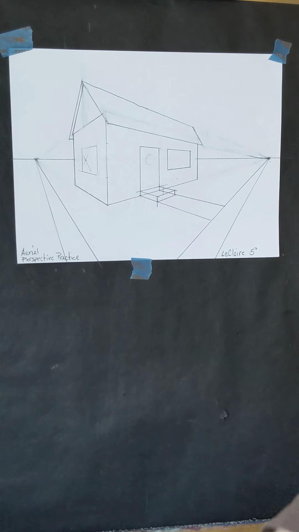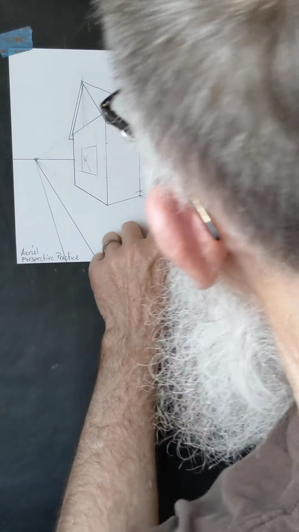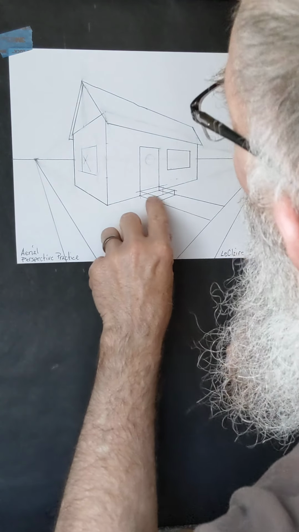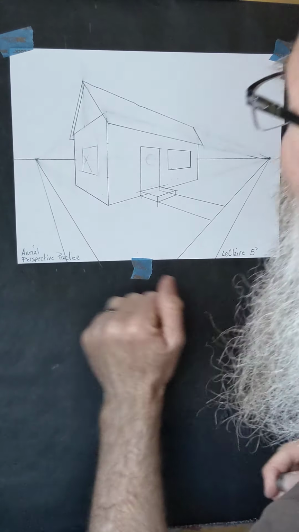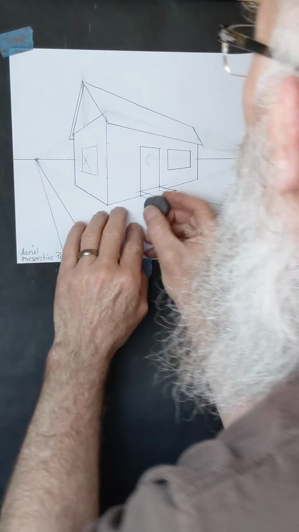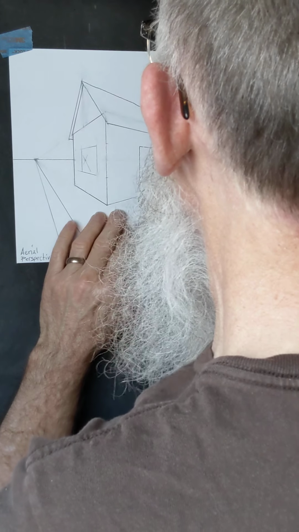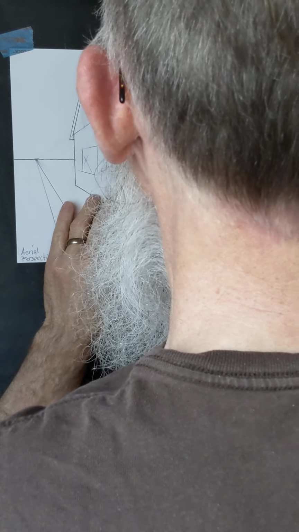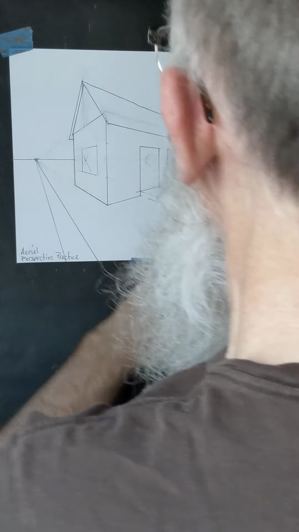And just like with the others, I want you to erase all the lines that don't belong. So when you're erasing, you're going to get rid of the bottom of the door that we don't see. It's not really there, right? The bottom of the building, we can't see it through the porch. I want you to erase the bottom edge that's hidden by the surface of the porch.